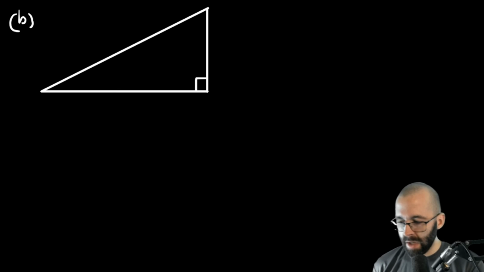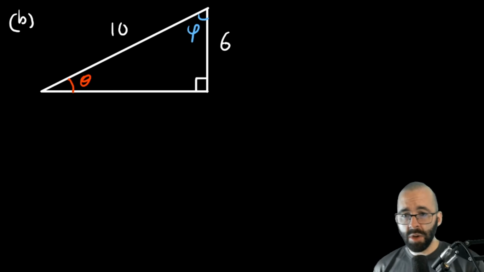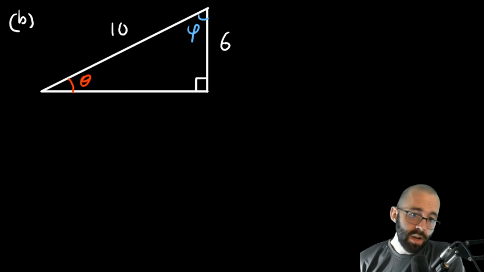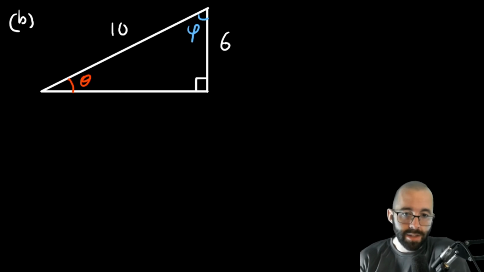Let's do part B. Let's draw a big triangle so I can actually fill in the blanks. Triangle not drawn to scale. Big triangle, and let's say the hypotenuse is 10 and this is 6. Again, let's do the same thing where we call this angle over here theta. Let's call this angle up here phi. We can actually evaluate all these things. So pause the video, try to use the earlier example to work this out yourself, and then let's see if we get the same thing.